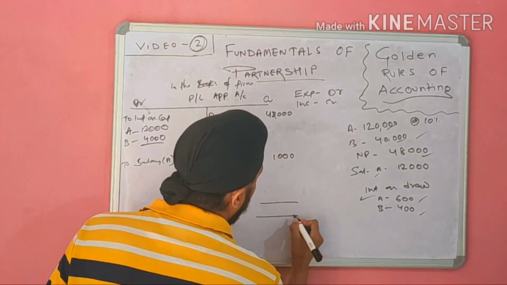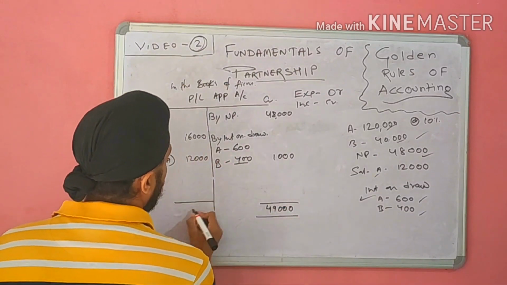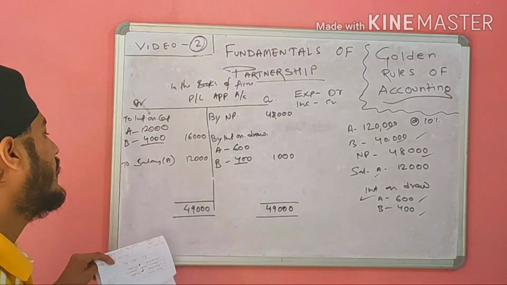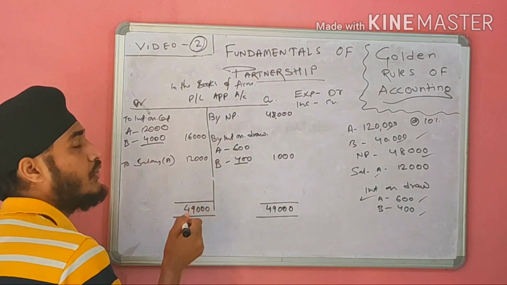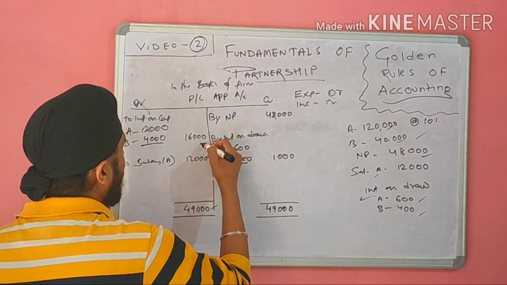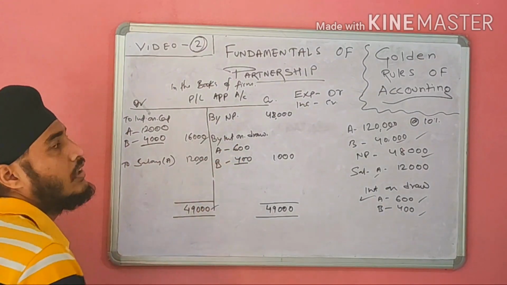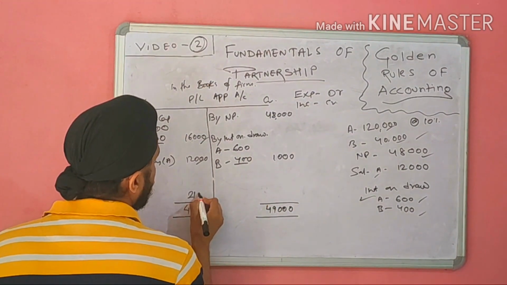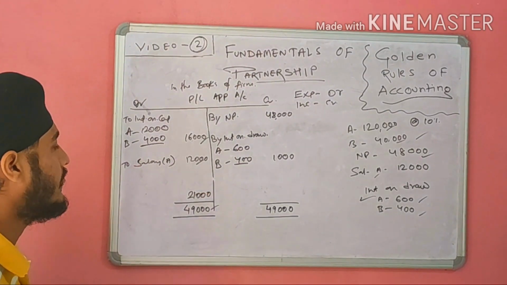So we total it will come 49,000. Now since this amount is bigger, so balancing figure will come this side. We call that balancing figure as residual of profit, and it will be shared among the partners. So 49,000 minus 16,000 minus 12,000. What is the total? 16,000 plus 12,000. 28,000. 28,000 minus 49,000. I think it's 21,000. Yeah, it's right. 21,000.